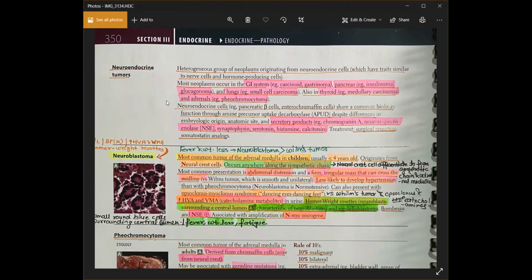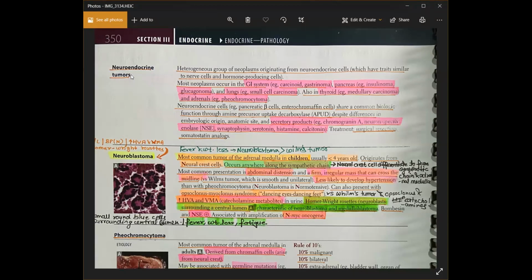Okay, so the neuroendocrine tumors are those neoplasms which originate from the neuroendocrine cells. So they have traits which are similar to the neuronal cells, the nerve cells, as well as the endocrine cells, the hormone producing cells. All of these tumors are positive for the neuroendocrine markers, and you guys already studied all the neuroendocrine markers in general pathology, which are synaptophysin, chromogranin, and neuron-specific enolase.